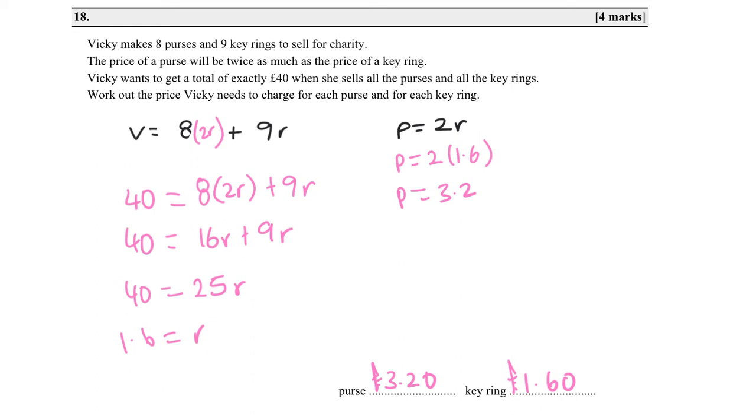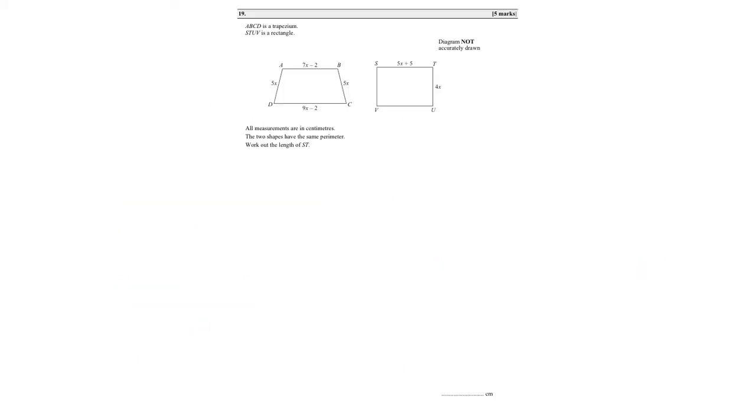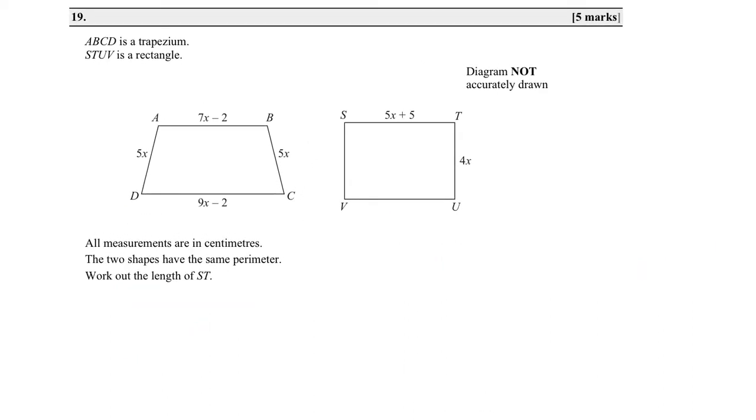So, 8 purses, so 8 lots of 8 times 3.20 plus 9 key rings. Okay, so that's 9 times 1.60. This should equal £40. 8 times 3.20 plus 9 times 1.60 is £40. Okay, so I know I am correct. It's always good to go back and double check what's happened. Well done. Okay, question 19.